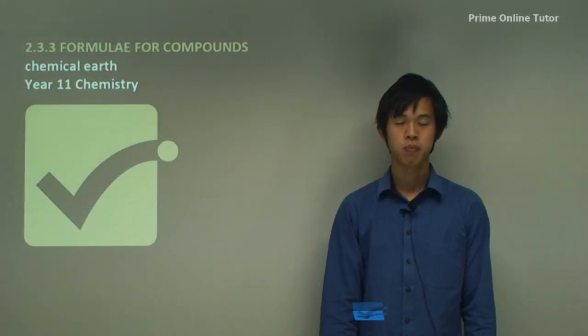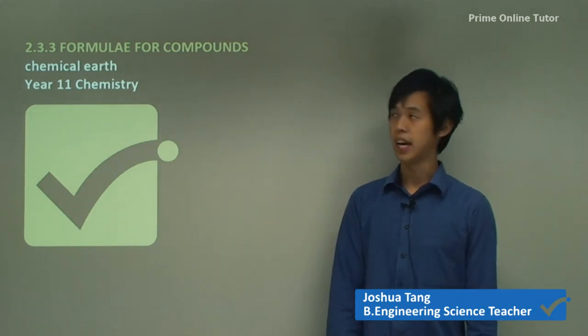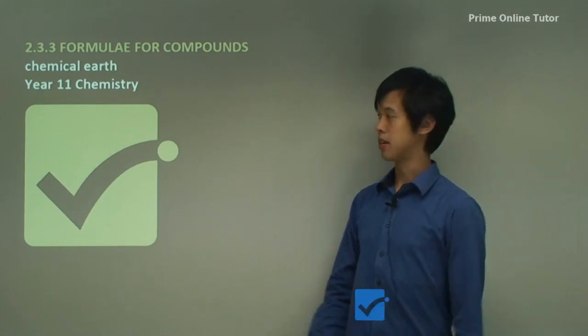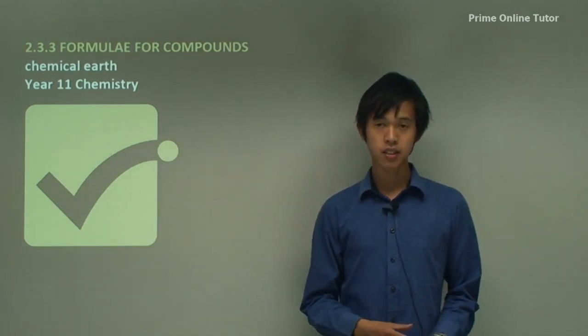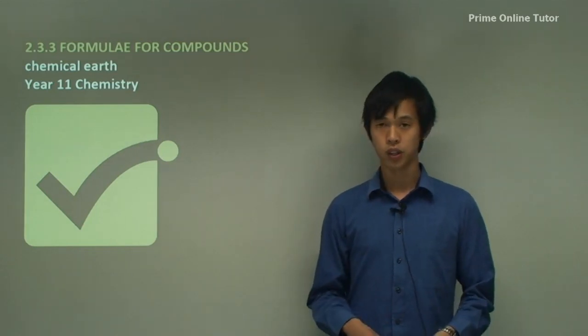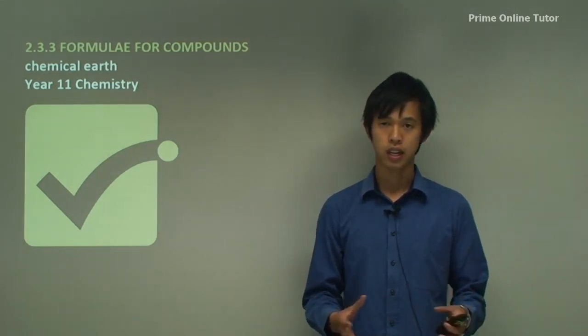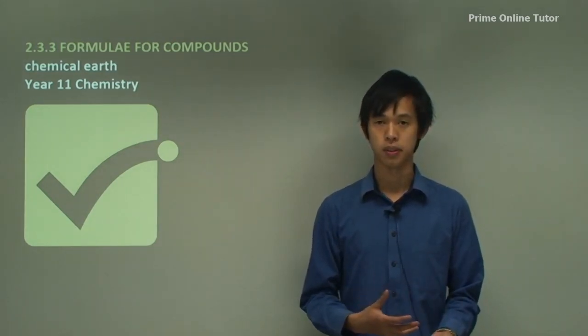Welcome again. Today's lesson will be on the Chemical Earth module in Year 11 Chemistry. In this series we're going to look at formulae for compounds. What this series will focus on is how we name compounds and how we write out their chemical formulae, in order to compact the way we represent chemicals.